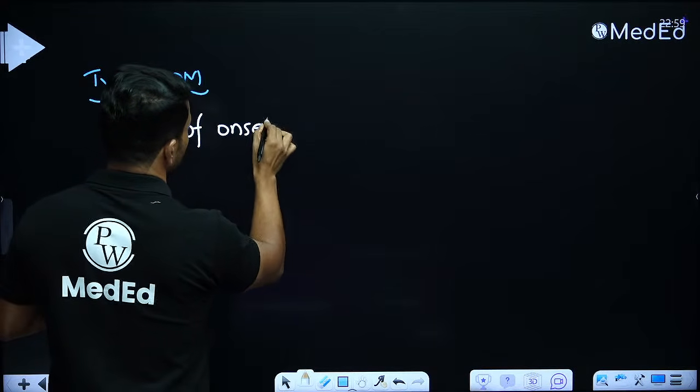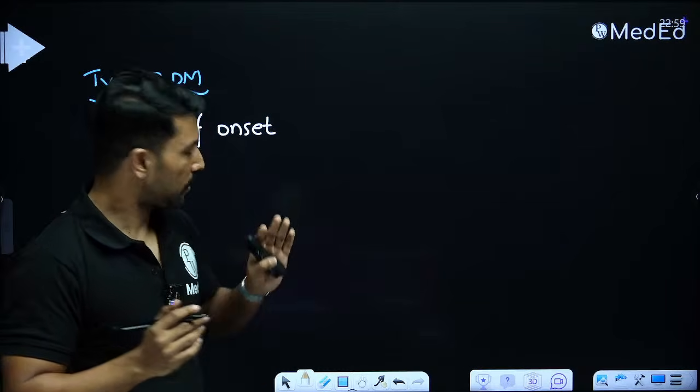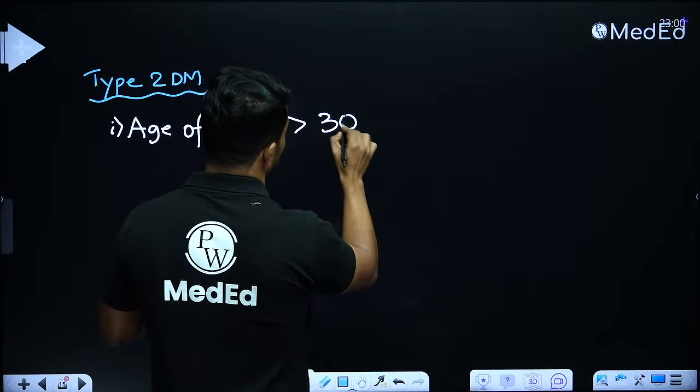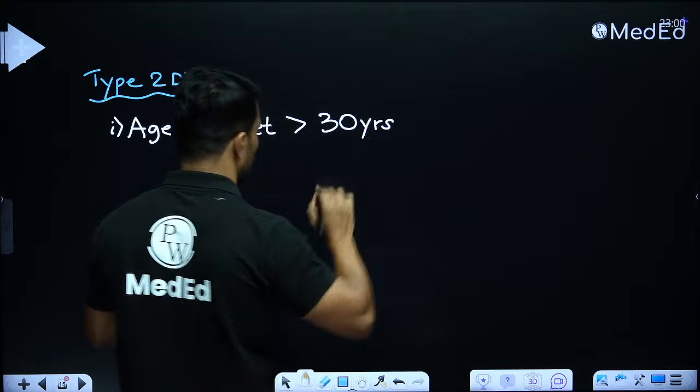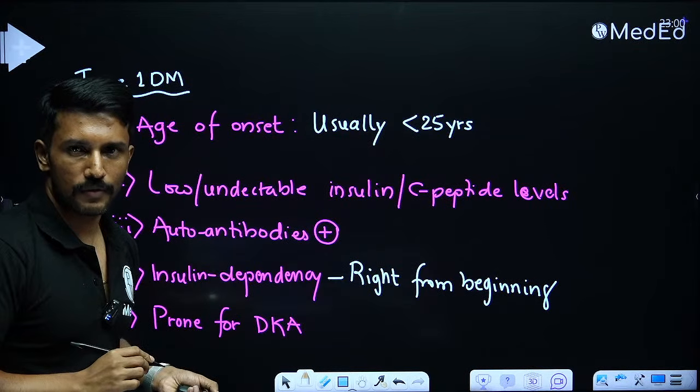When I was an MBBS student, our teachers used to say the age of onset of type 2 diabetes mellitus is after 40 years. Now we won't say 40, the bar is reduced. It's usually after 30 years. Age of onset is after 30 years. The type 1 was before 25 years of age.